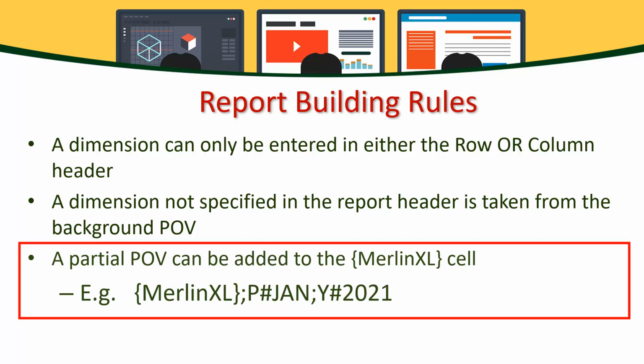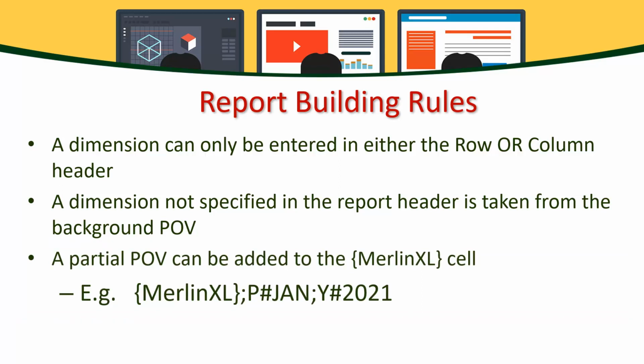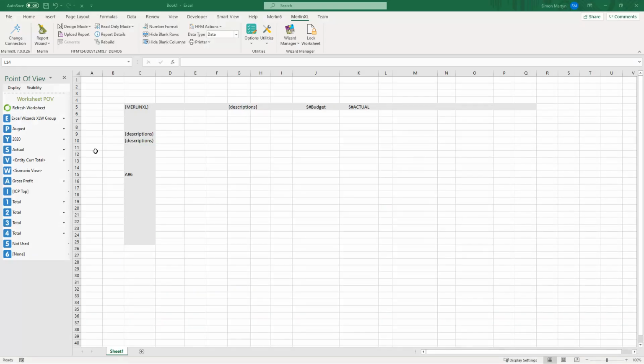So far in the reports we've looked at, a dimension has been specified in either the row header, column header or background point of view. But there is a fourth place where the dimensions can be specified, and that is in the corner cell of the report. There may be times, particularly if you have multiple retrieval ranges, when you want to fix the point of view of one of the ranges. And to do this, you would append to the end of the Merlin Excel keyword the fixed partial point of view to apply to this range.